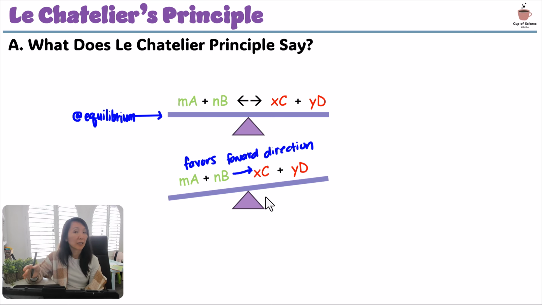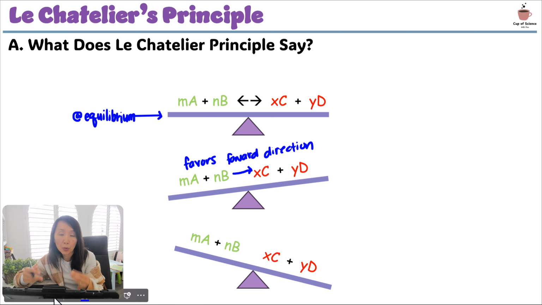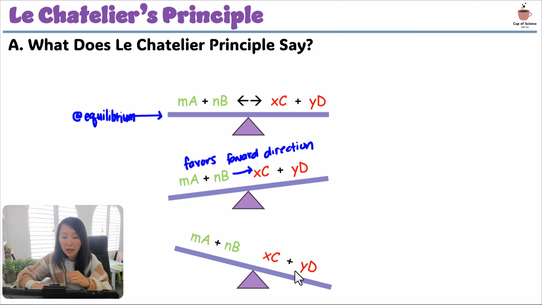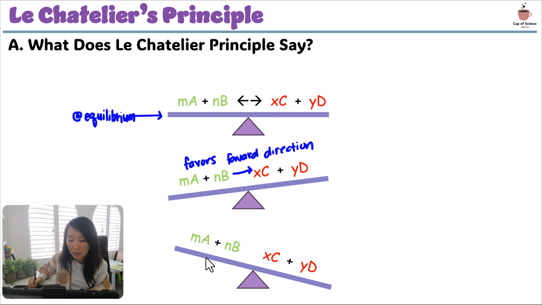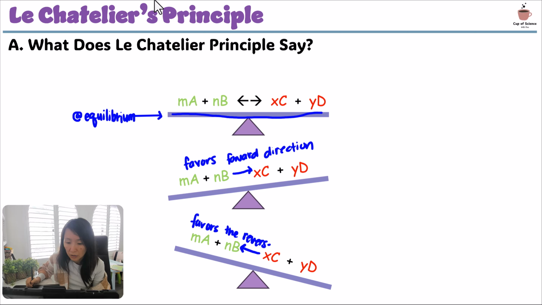To reestablish the equilibrium. What about in a case where more of the C and D, the product, has been added? Some kind of stress has been done on the right side so that more stuff has been added there, or perhaps some of the A and B has been removed. Then it's going to want to go in a reverse direction, so it re-establishes the equilibrium back to this point. So this favors the reverse direction.